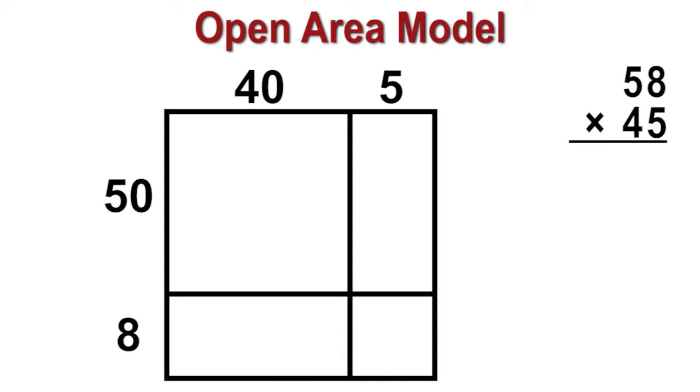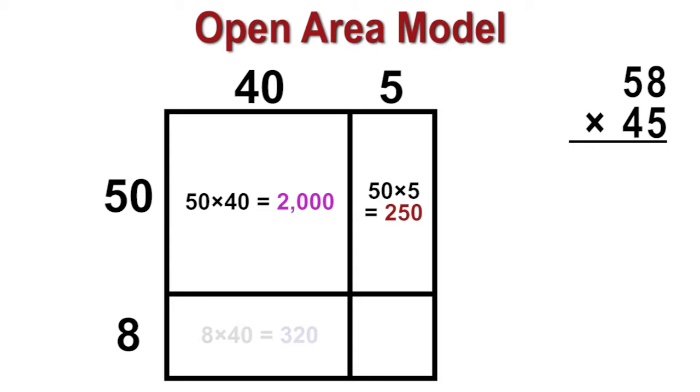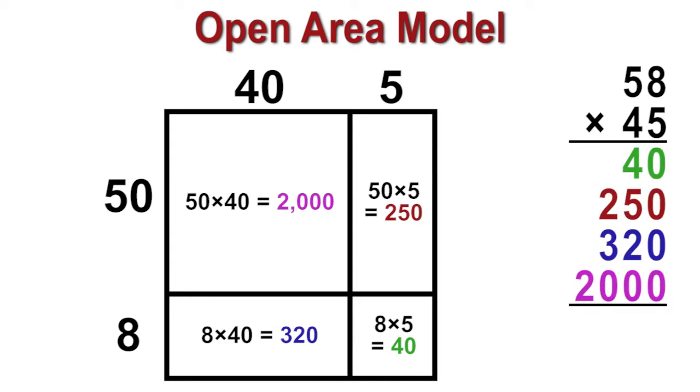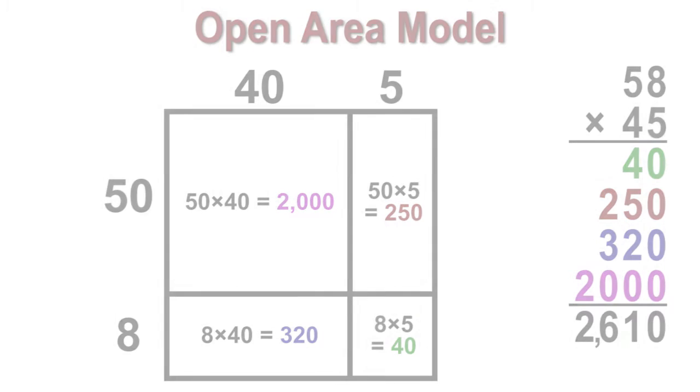This first area represents 50 times 40, which is 2,000. The next area represents 50 times 5, which is 250. The third area is 8 times 40, which is 320. And the last area is 8 times 5, which is 40. Now add all the partial products together for a final answer of 2,610. Let's move on to the concepts and skills taught in this chapter.